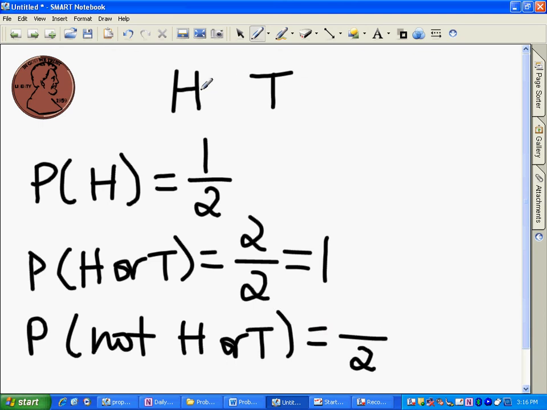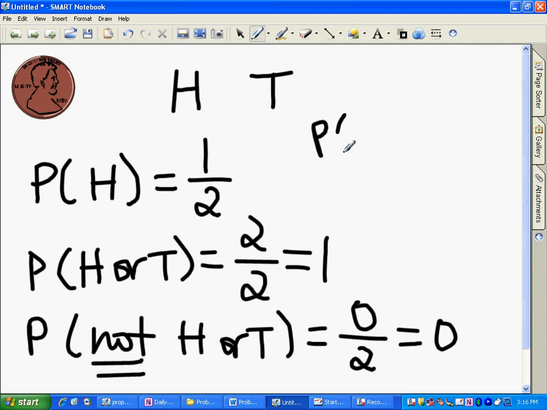I don't have outcomes that are not heads or not tails. They're both a head, you got a head and a tail there. So there's 0 outcomes that are not heads or not tails. So that means there's a 0% chance that you're going to pick something that's not heads or not tails. So you have to really be sure to look at your wording.